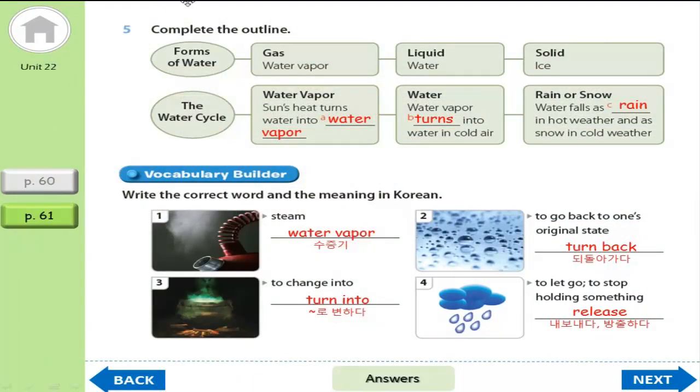Okay, congratulations. Now we finished unit 22, but please try to remember all the keywords that we have learned today, like the words gas, solid, liquid, water vapor. Yeah, water vapor, turn into, turn back, release. Okay, so please try to remember and try to do your homework.